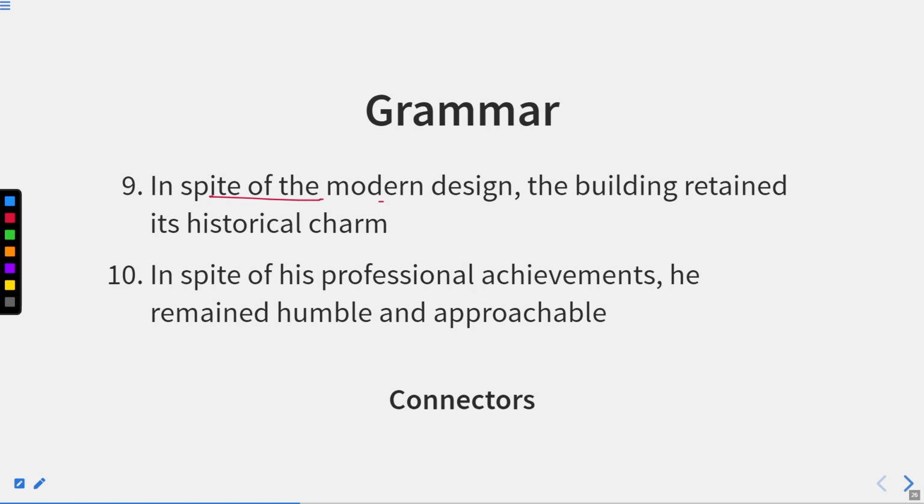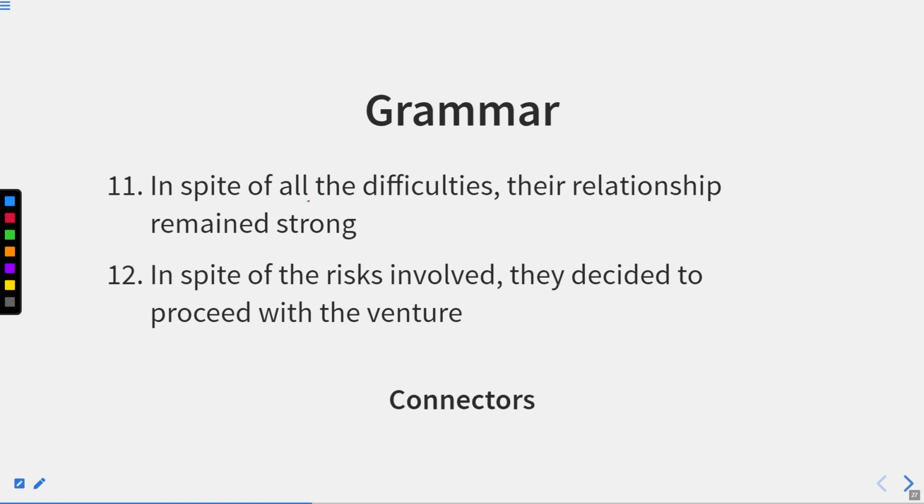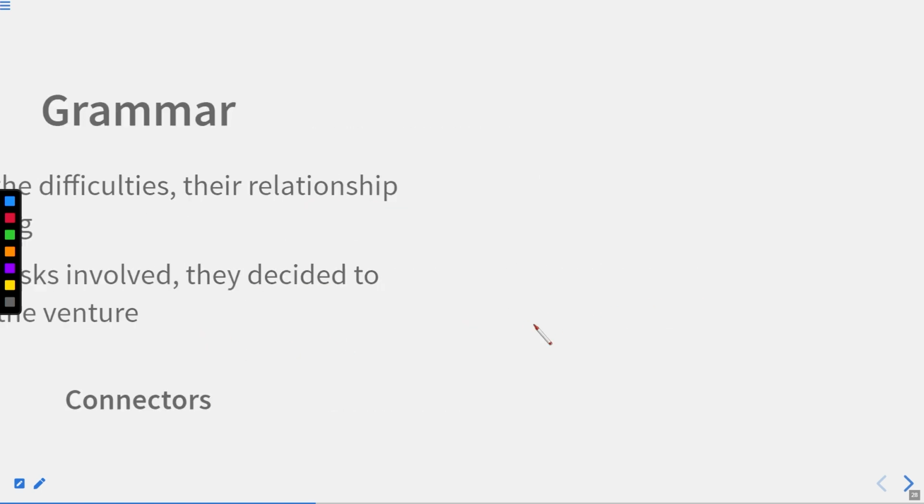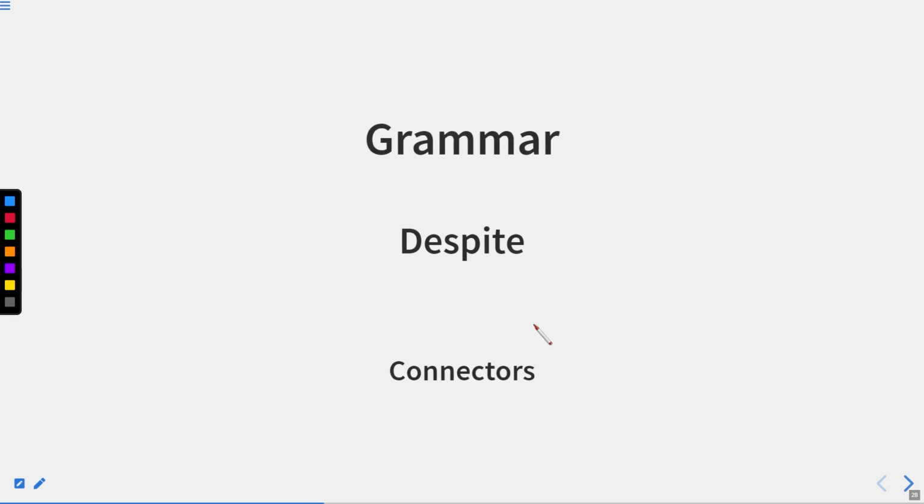In spite of the modern design, the building retained its historical charm. In spite of his professional achievements, he remained humble and approachable. In spite of all the difficulties, the relationship remained strong. In spite of risks involved, they decided to proceed with the venture. So these were some examples of in spite of.